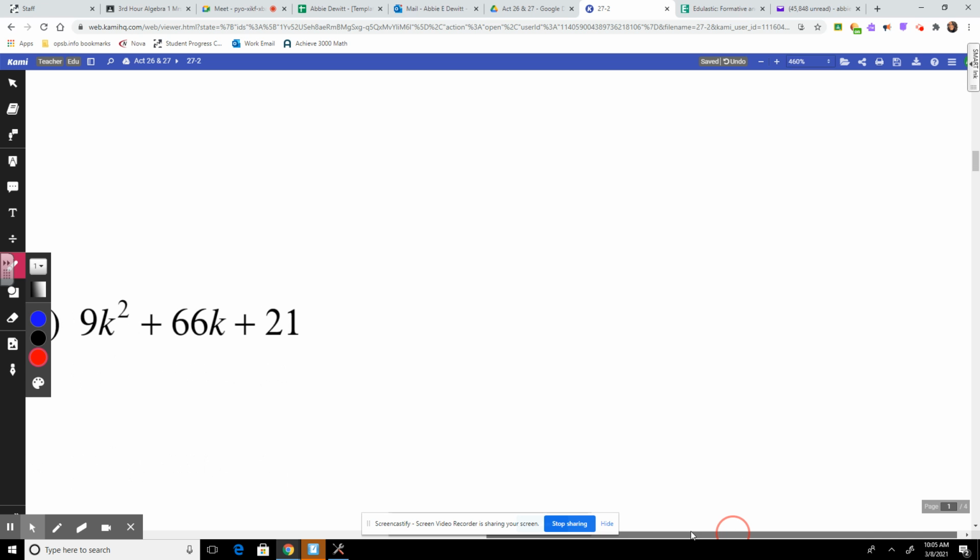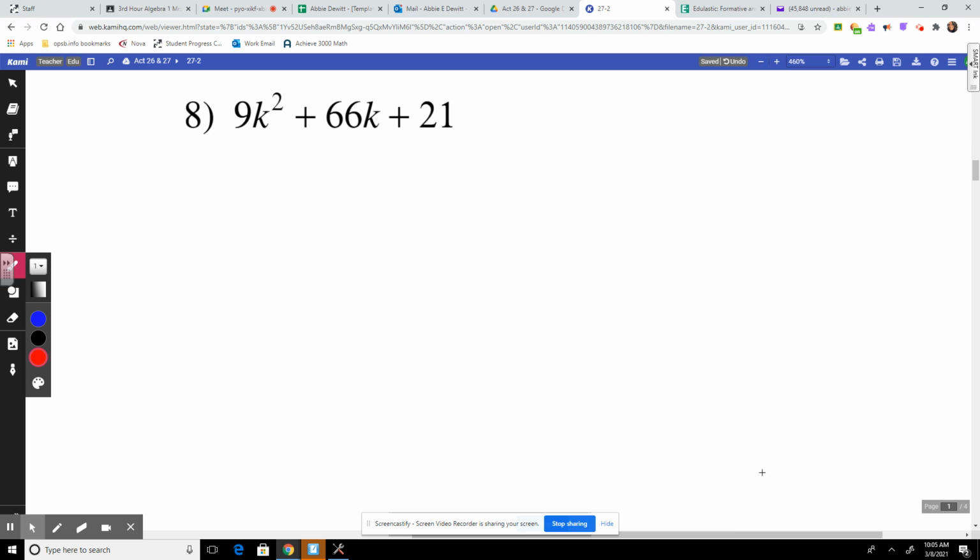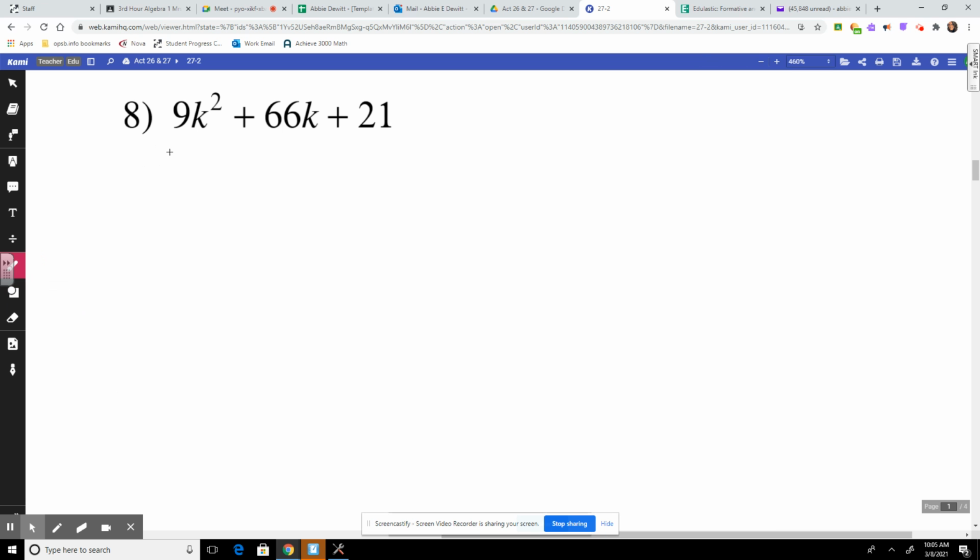I'm going to let y'all do 5, 6, and 7 on your own on this page. But number 8 is going to be a little bit different. This is the hardest of the trinomials where A is greater than 1, and this is why. I always tell you step 1 is factor out the GCF. Each of these terms can be divided by a GCF. 9 is my smallest number, but 9 will not evenly divide into 66 and 21.